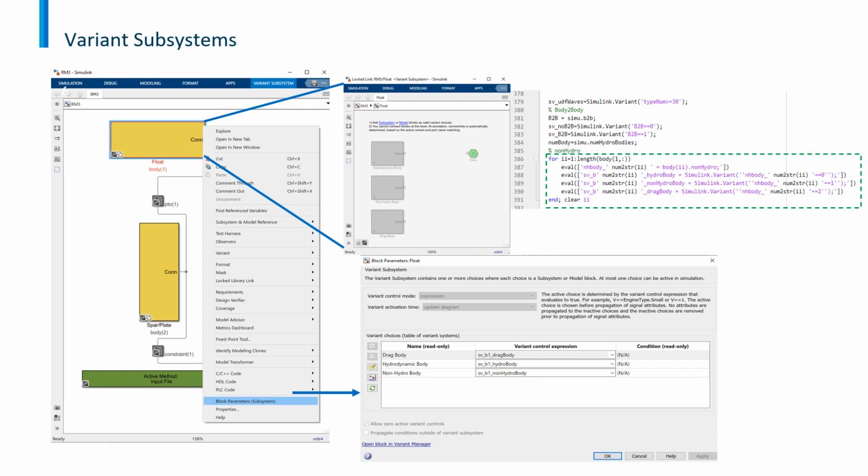There are three different types of body blocks used in WEC Sim: the hydrodynamic body, the non-hydrodynamic body, and the drag body. The relevant body block is selected using the variant subsystem functionality in Simulink. The hydrodynamic body is a body evaluated in a BEM solver such as WAMIT or Capytaine. Such a body has hydrodynamic effects associated with it, and its hydrodynamic coefficients are saved in an H5 file.